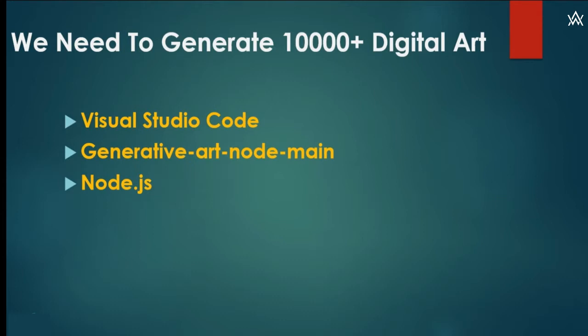So what is Visual Studio Code? It is a simple code editor. We can download it from the internet and install it in simple steps. Then in the second point you can see generative art Node.main.